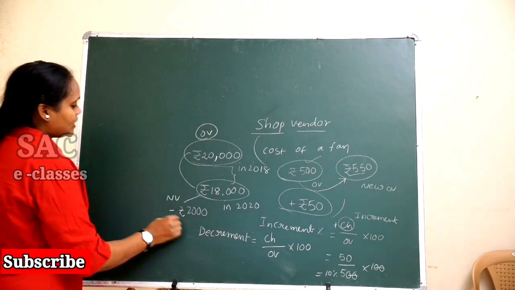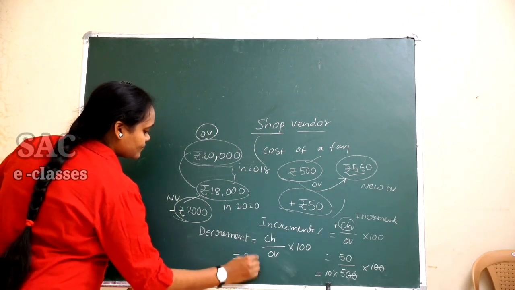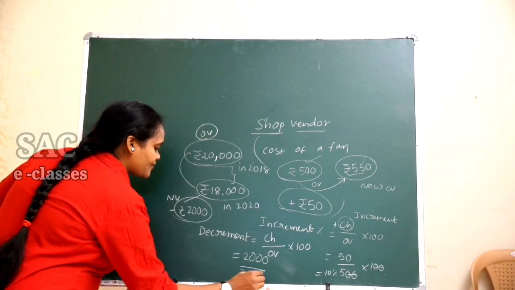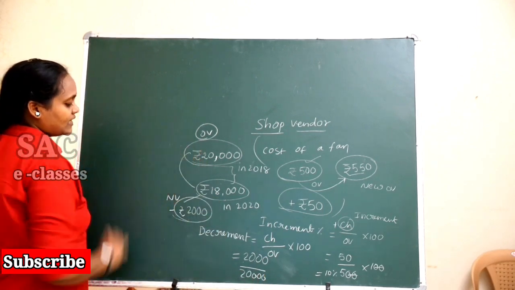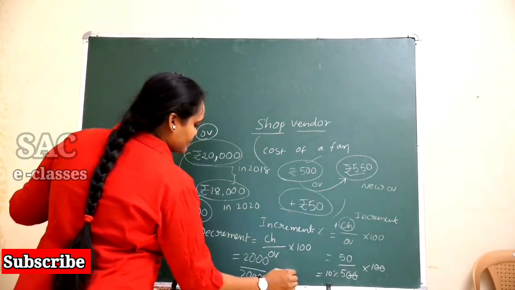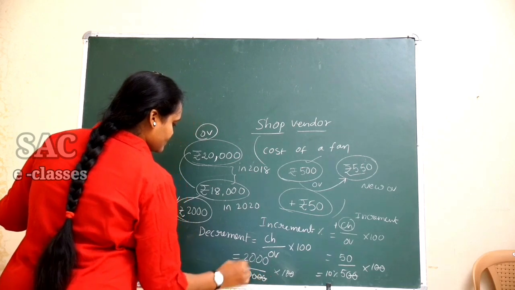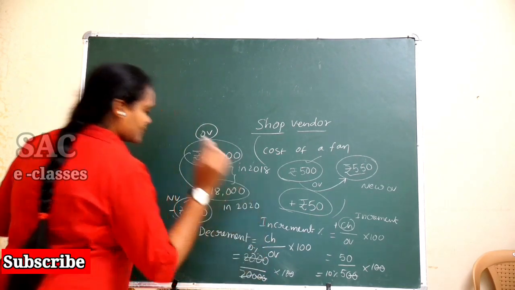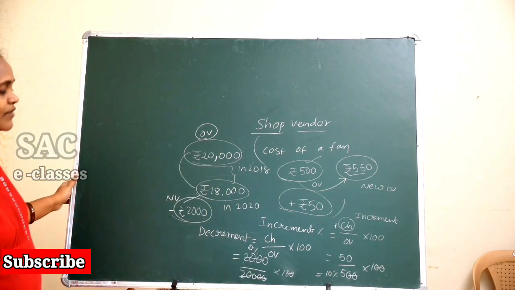What is the change here? The change is 2000. What is the actual cost of the scooter in the beginning? That is 20,000, into 100, so 10% decrement. In this way we can find it.